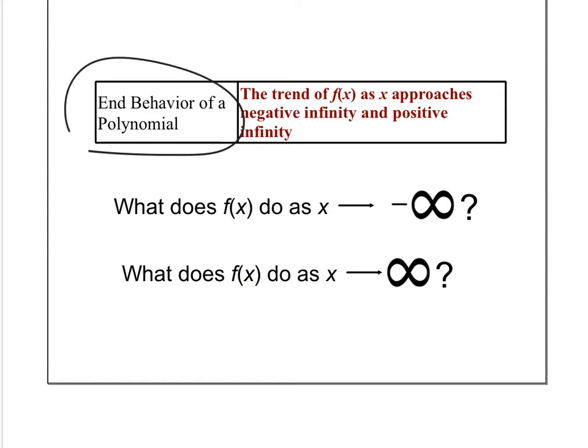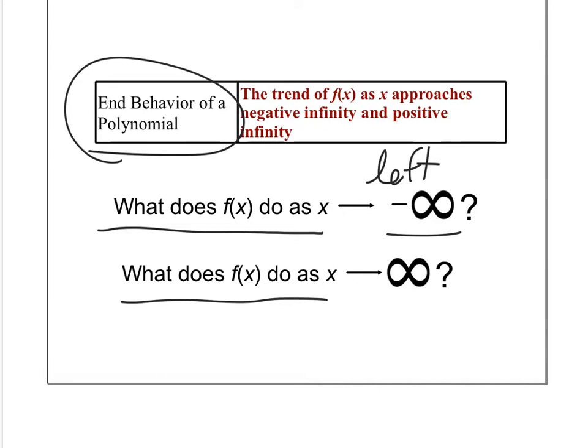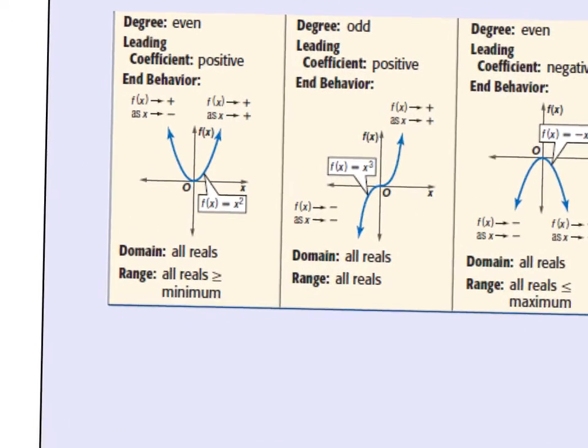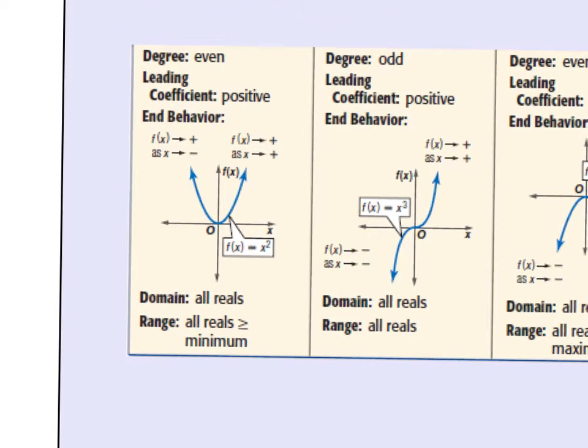So now, end behavior of a polynomial. What happens to the function as I go towards negative infinity? That would be left. What happens to the function as I go towards positive infinity, which is going to be right? So when I look, here's kind of what I'm looking at.